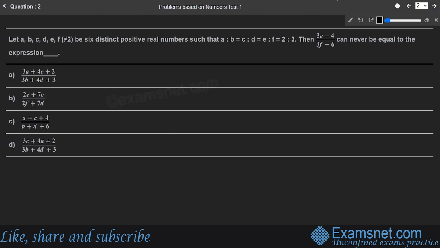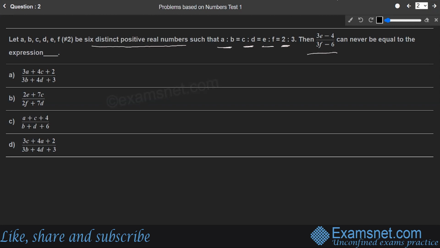Now, in the second one, he says A, B, C, D, E, F are six distinct positive real numbers such that A is to B is equal to C is to D is equal to E is to F is equal to 2 is to 3. In this situation, he wants 3E minus 4 divided by 3F minus 6 can never be equal to the expression given in the options.